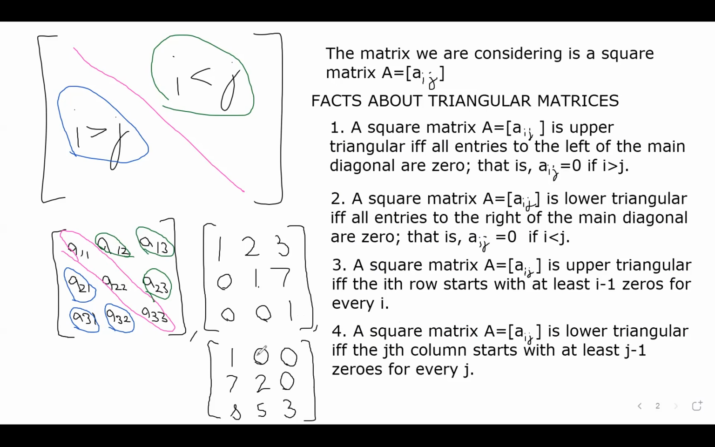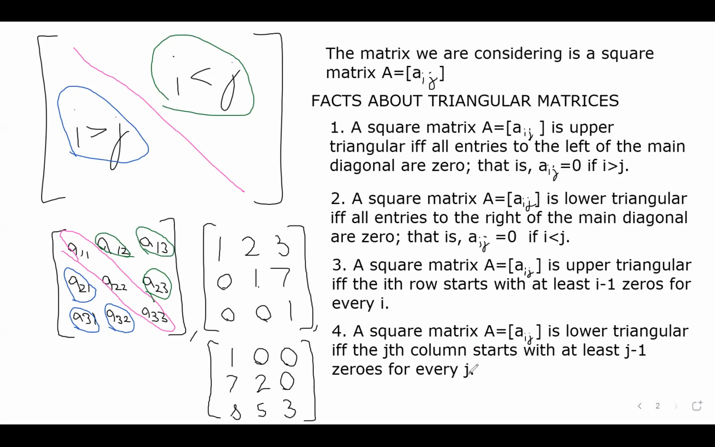Okay, so a matrix A is lower triangular if and only if the jth column starts with at least j minus 1 zeros for every j. So the first column starts with 0 zeros. The second column here starts with 1 zero, and the third column starts with 2 zeros. Columns are vertical, right? So you see in this matrix that the statement, the jth column starts with at least j minus 1 zeros for every j, is true for this matrix I just drew, and it is also lower triangular because all the entries above the main diagonal are 0.